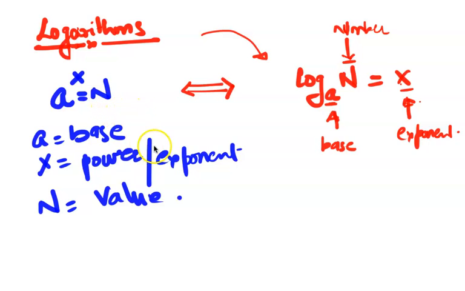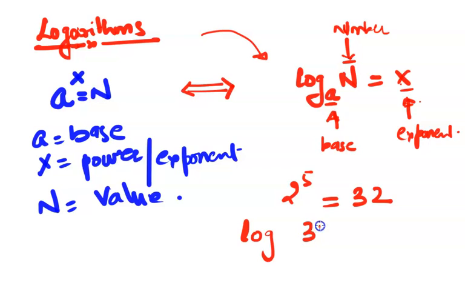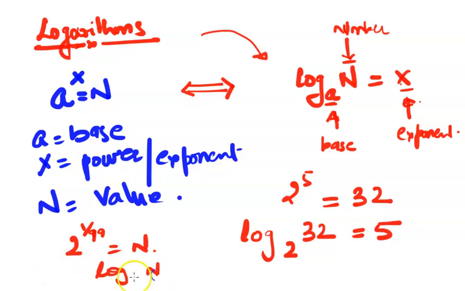Got it? Now let's talk more about this function. So let's say if 2 raised to the power of 5 is equal to 32, then we can say log of 32 to the base 2 is equal to 5. Right? Or let's say 2 raised to the power of 1 by 99 is some number n. Then we can say log n to the base 2 is 1 by 99.